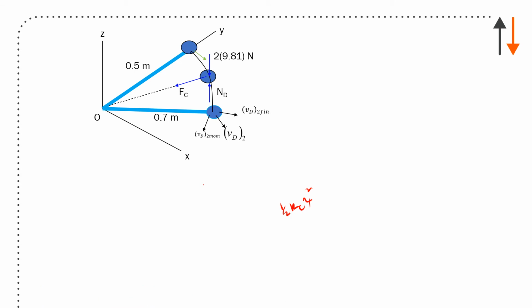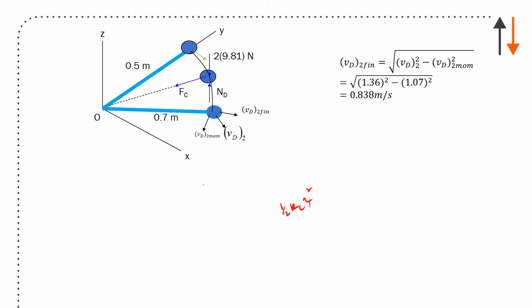Now, since this is a conservative system, I can calculate the final velocity as being a combination of one component of velocity along the curved path and the other that's stretching along the cord. And so in that case, I get an additional component, which is 0.838 meters per second from the total energy of the system.